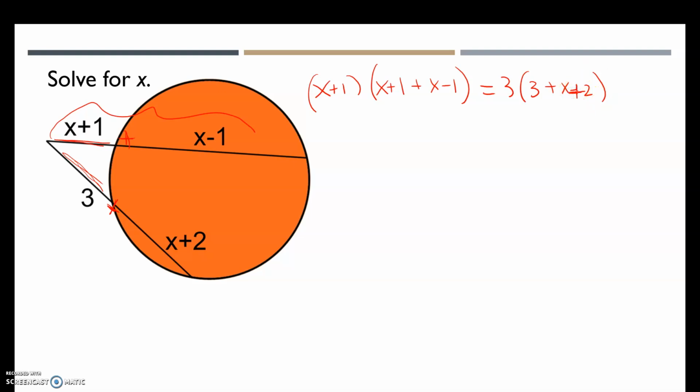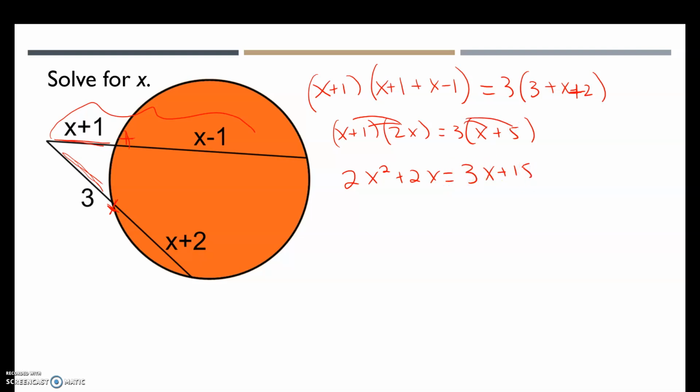That's 2. Okay, so let's combine like terms. So I'm going to get x plus 1 times, and this positive 1, negative 1 is going to cancel, so I'm just left with 2x. And that's going to equal 3 times, and over here I'm going to get x plus 5. So now when I distribute here, I'm going to get 2x squared plus 2x, and that's equal to 3x plus 15.